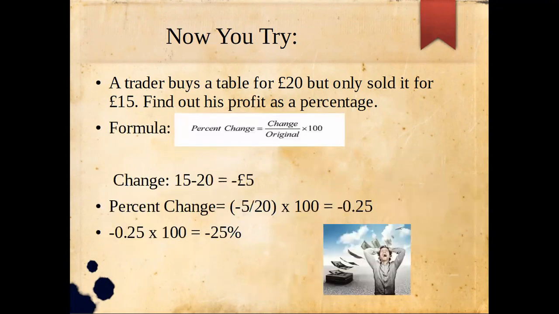All right, formula: percent change equals change divided by original times 100. So change equals 15 minus 20, new value minus old value. 15 minus 20 equals negative £5. So the percent change equals negative £5 divided by the original, which is £20. We don't times it by 100 yet. We get negative 0.25, which we then times by 100, which gives us negative 25%. So the answer is minus 25%. He's lost money. Just ignore the multiply by 100 on the second to bottom line.